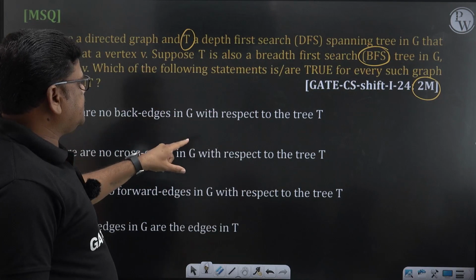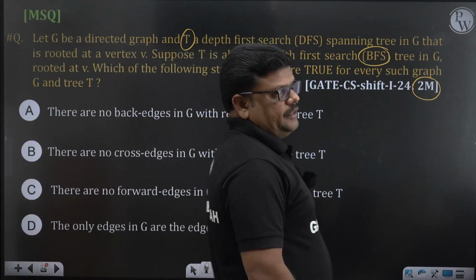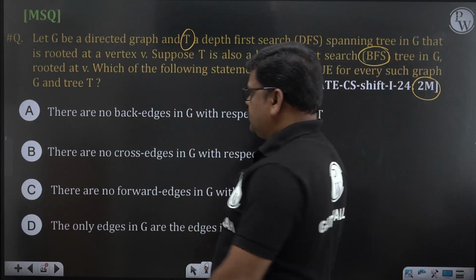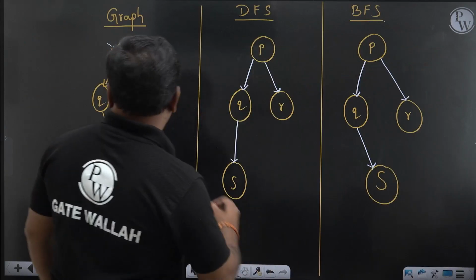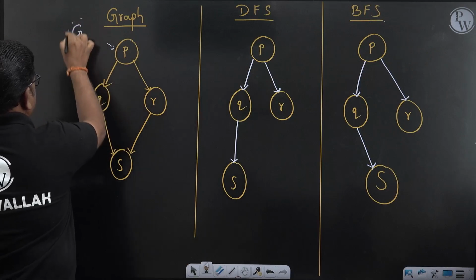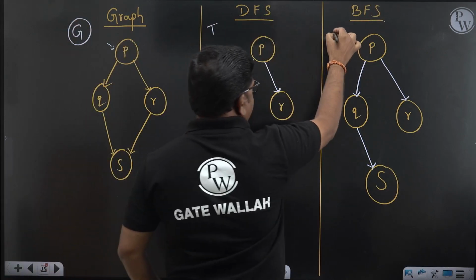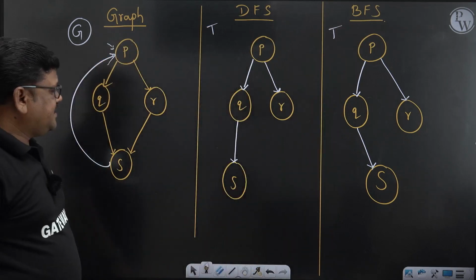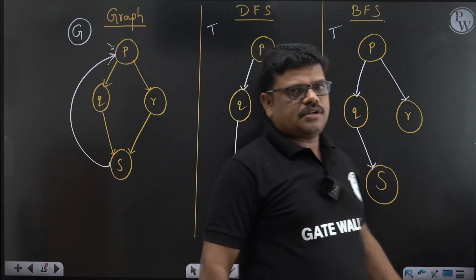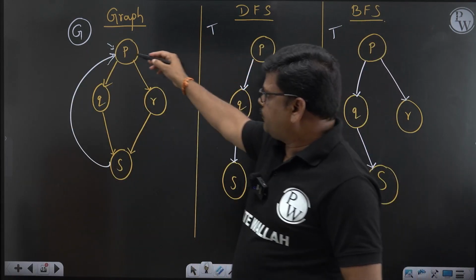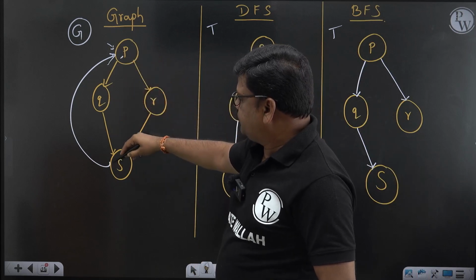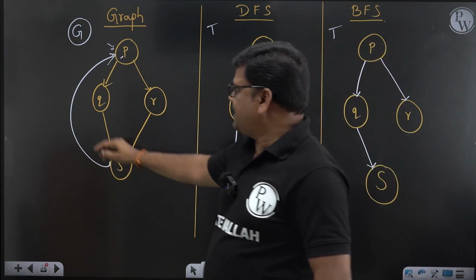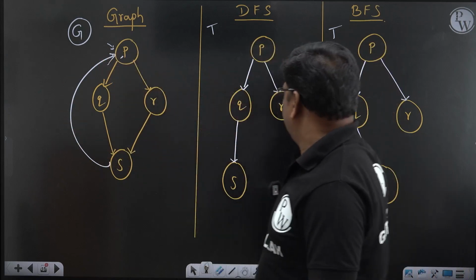There are no back edges in G with respect to the T. So, back edges should not be there. That is what he is saying. Let us see. In a given graph, this is nothing but our graph G. This is T. If I have a back edge here like this, is there any change in our DFS, BFS traversal? We will start from here, DFS. If you take it like this, we will get a cycle. So, we do not take this path, DFS is the same.